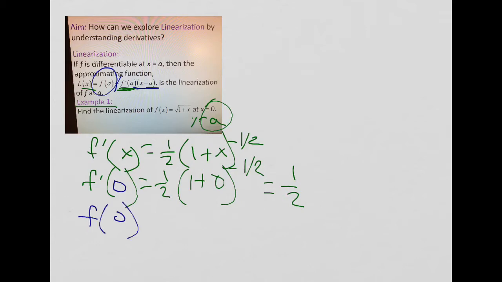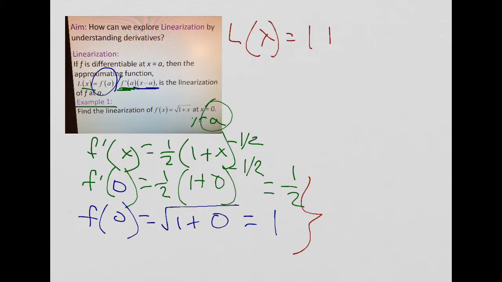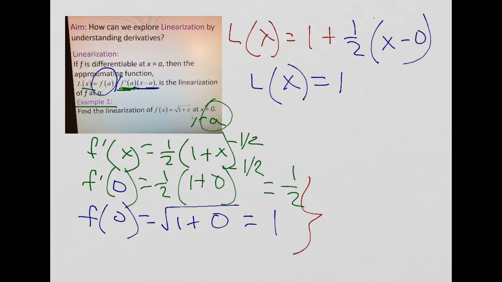All right, so we need the y value for when a is 0. So we plug in 0 for x into our function. And now let's pull this all together with our form. So L of x equals 1 plus 1/2, oops, that's supposed to be neater, let me fix that, times the quantity of x minus 0. So basically we're getting L of x equals 1 plus x over 2.